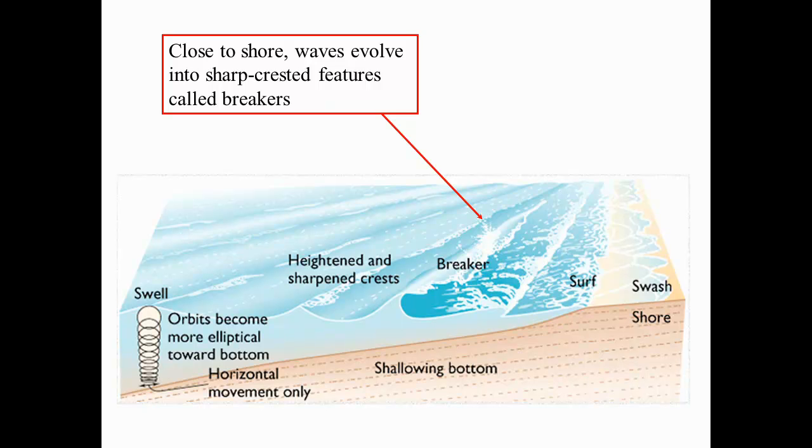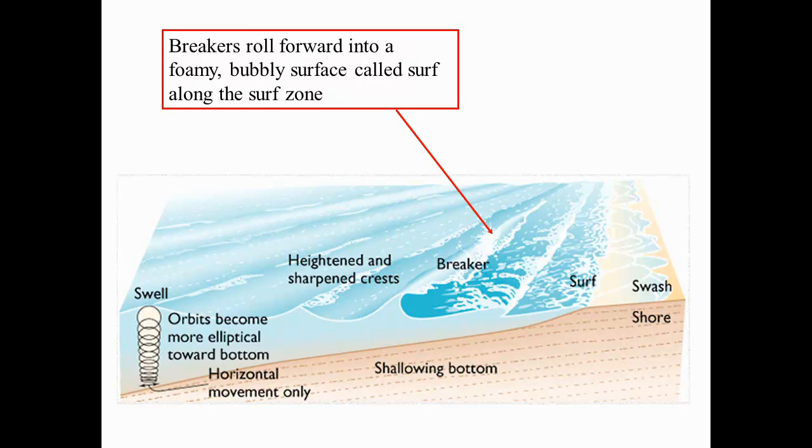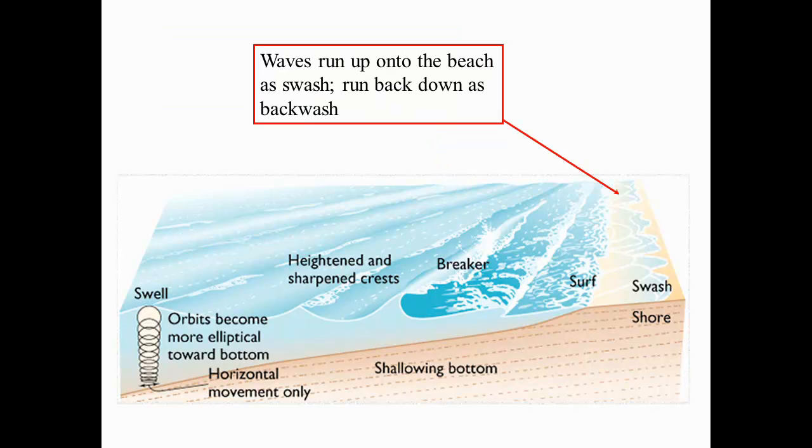Eventually, close to shore, the waves will evolve into sharp-crested features that are called breakers. And from there, the breakers will roll forward into a foamy, bubbly surface called the surf along the surf zone. And from there, the waves wash up, run up onto the beach as swash, and run back down as a backwash. I bet you never really noticed this at Galveston.